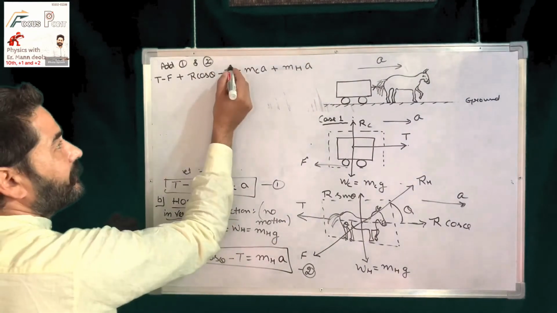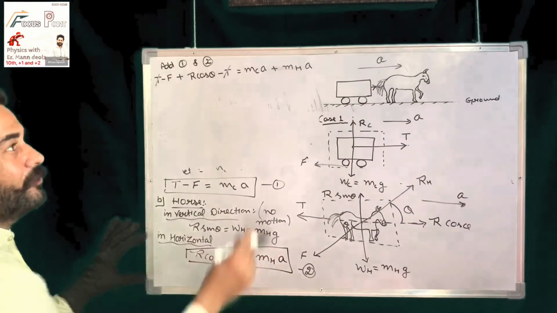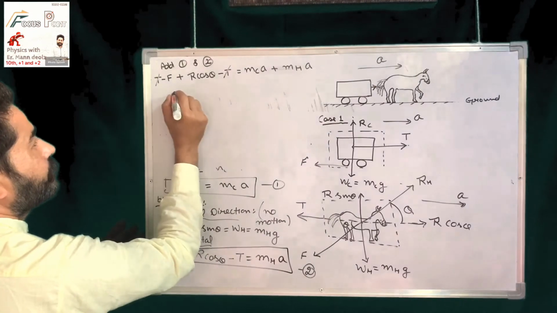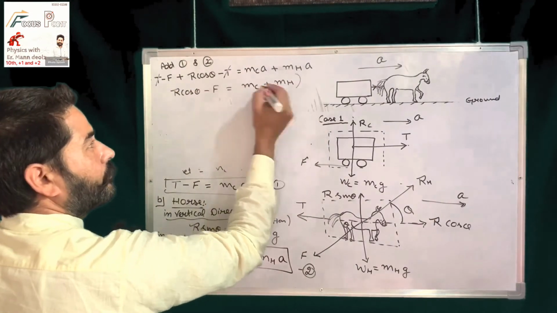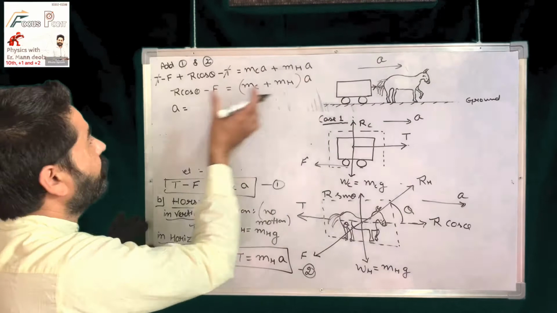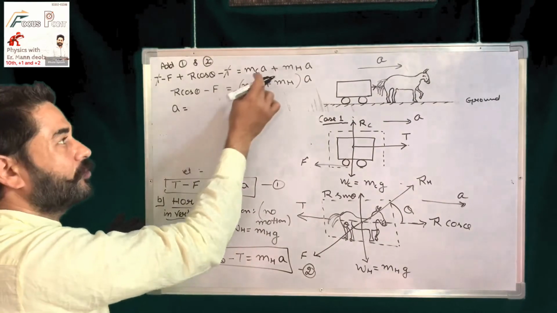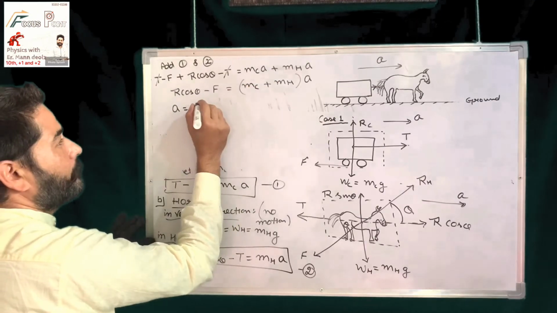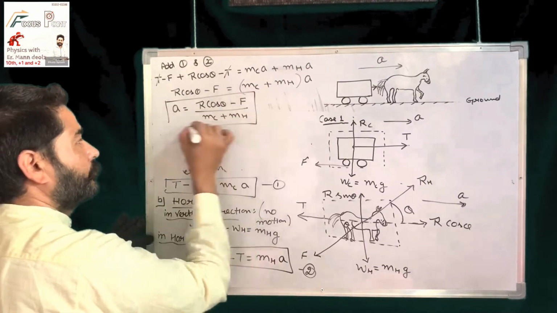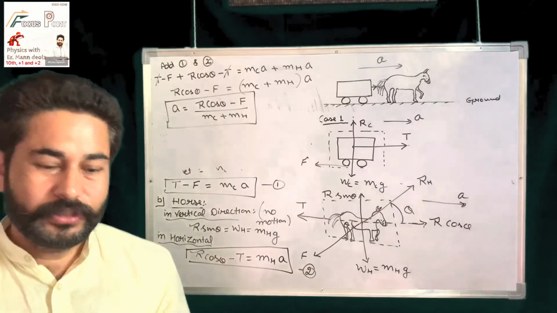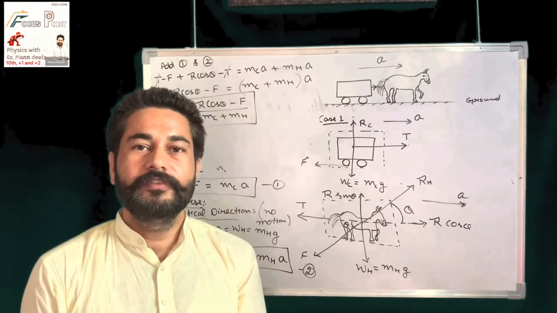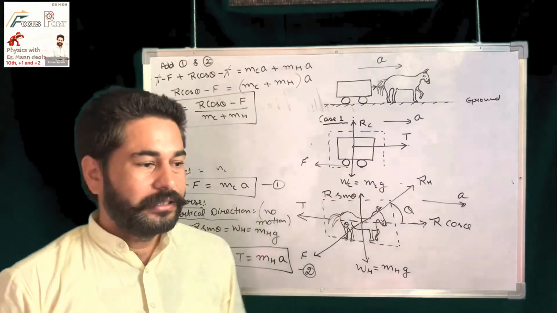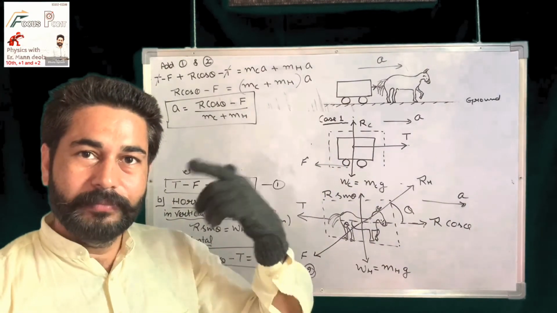Okay, now this tension will cancel and you can take acceleration common because it is same in both the cases. This acceleration would be then R cos theta minus friction force divided by total masses of cart and horse. So this is the equation how you can find the acceleration with which horse will have to move to pull the cart. Now let's explore this equation a little bit more.